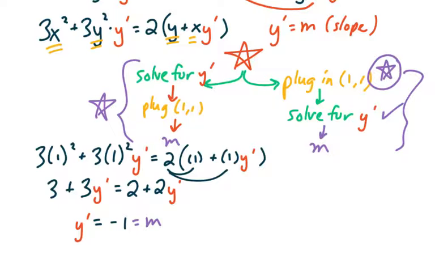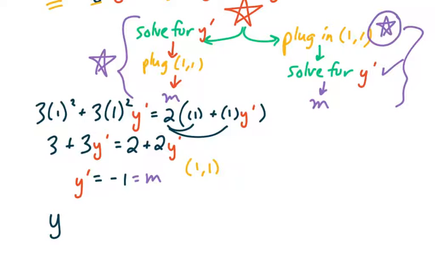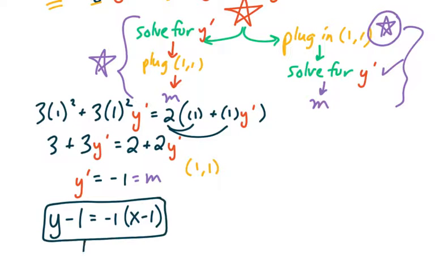Great. And we already have the point of 1, 1, so I feel like we can do the tangent line right now. Shall we do it? Here we go. Ready? Y minus the y value equals slope times x minus x value. There we go. That's the tangent line equation.